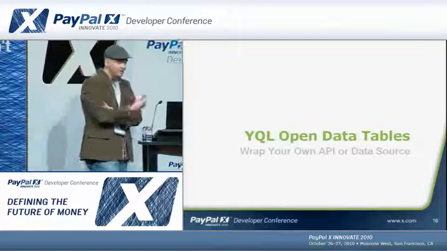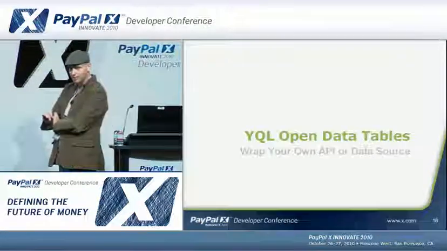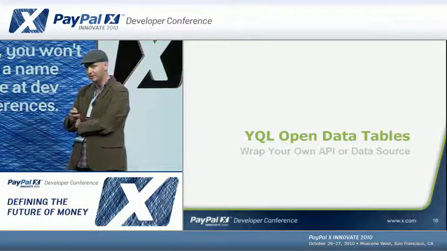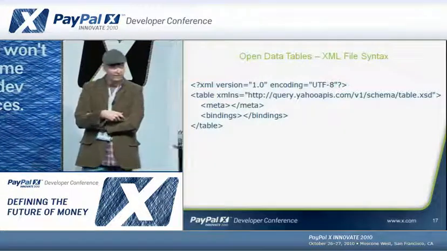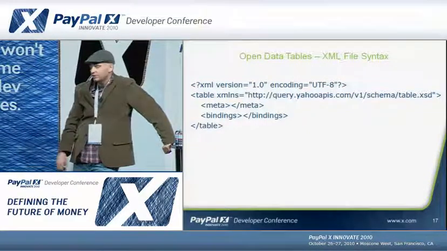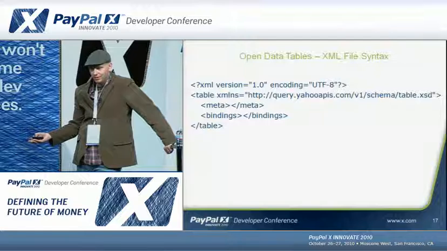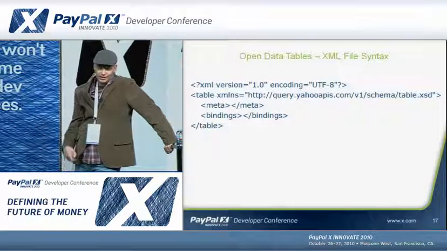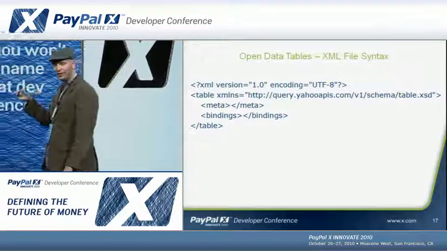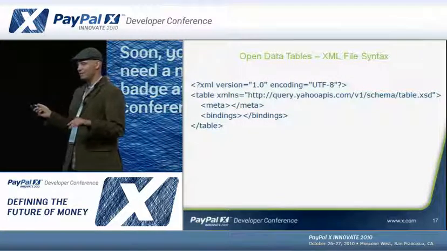YQL Open Data Tables at a base level are really just XML wrappers on top of a data source. They're easy to set up at a base level, but have a lot of complexity in them. We'll go through some specifics on what this complexity entails. So Open Data Tables, in their XML structure, just include basically a couple of nodes, meta node and the bindings node. Think of meta as the documentation for the table. It has some good information in there on the actual table's use, the documentation and such. Bindings is what will tell YQL how to run and access your data sources. So that's really the meat of the table.